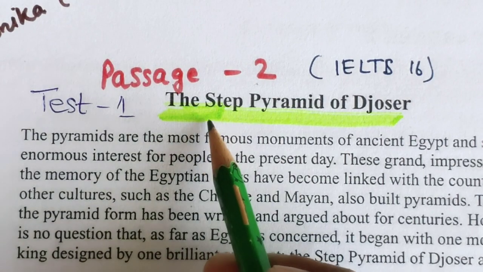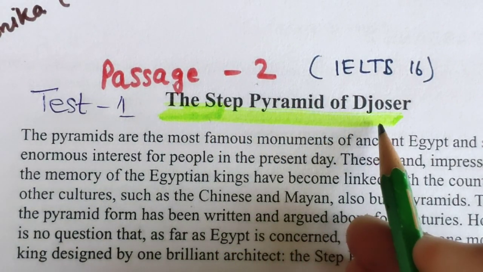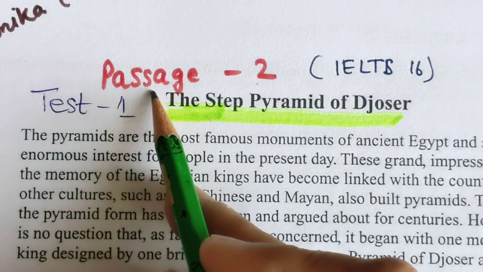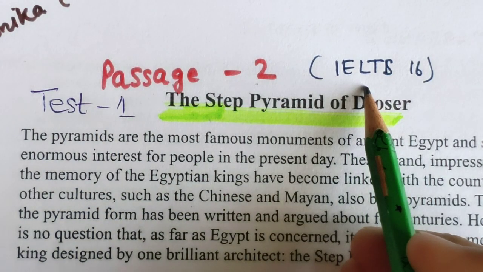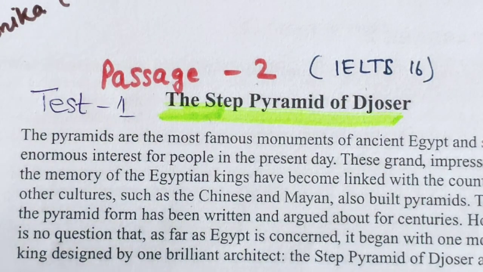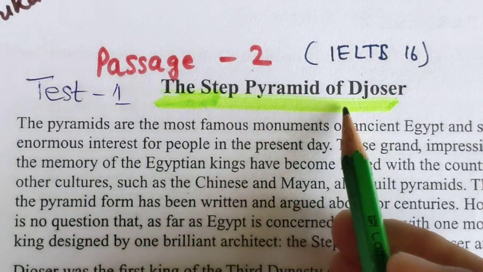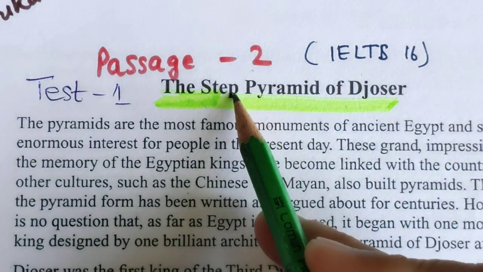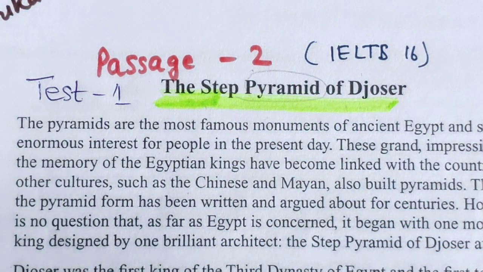Here I am going to do this reading, the Step Pyramid of Djoser. This is reading passage 2 from test 1, and of course this is the IELTS 16 book. Now I have read out that this is my title. So we are going to read about pyramids in Egypt.